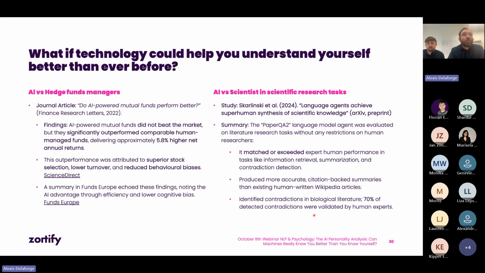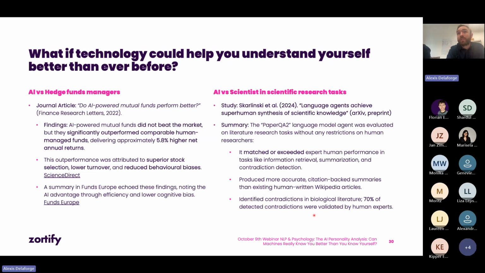Yes, a domain that is close to the Luxembourg market, I would say, is the hedge fund manager. AI is already also better at managing hedge funds than humans, with approximately 6% higher net annual revenue. I'm not an expert on finance at all, so it was due to superior stock selection, lower turnover. I don't even really know what it means concretely. But what it shows is that even on those things that we feel are clearly human things where you have to be really smart, AI is already doing better.